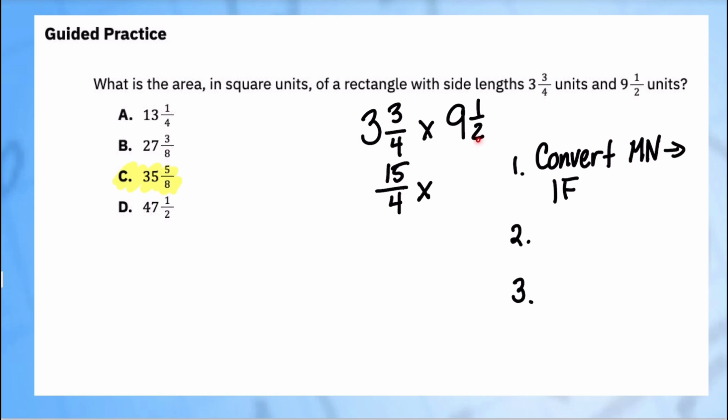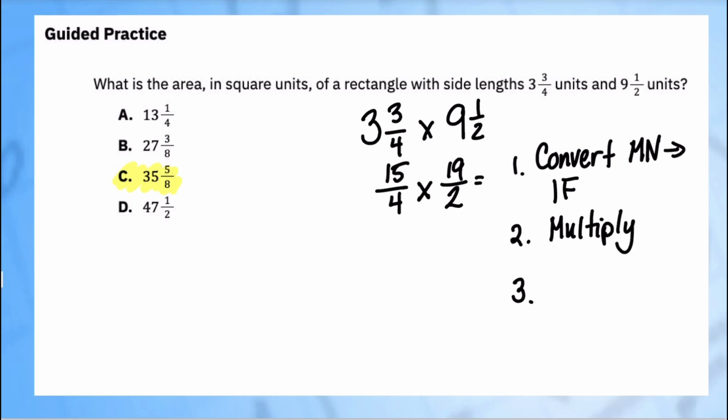Let's do the next one. 2 times 9 is 18. 18 plus 1 is 19. So if you got here, great. That's the very first step. If you were stuck on converting fractions, just get practice there. Now, in step 2, we have to actually multiply.